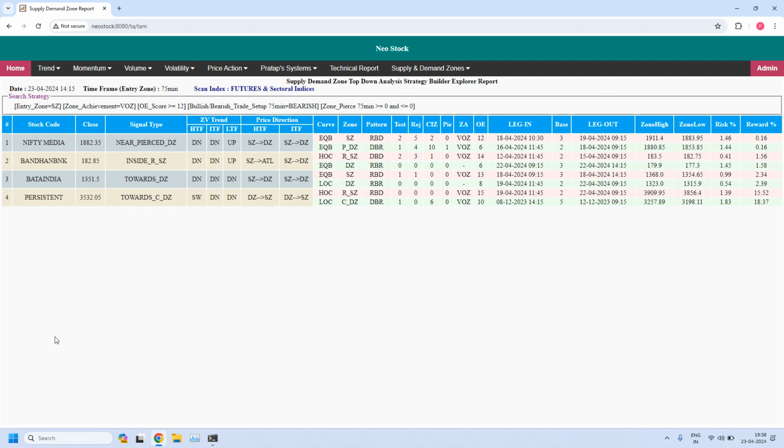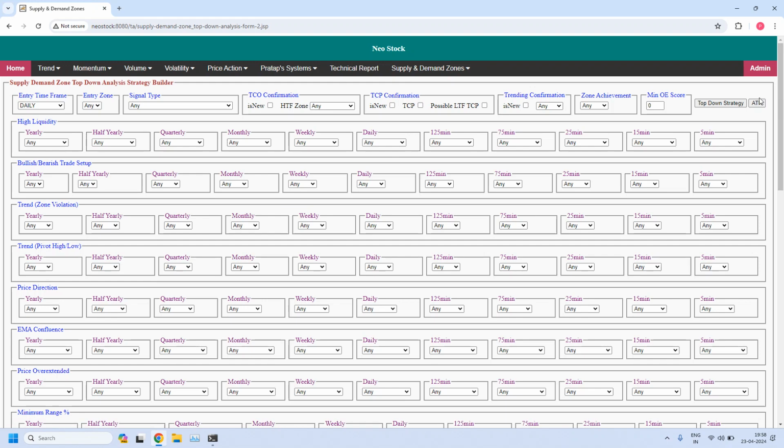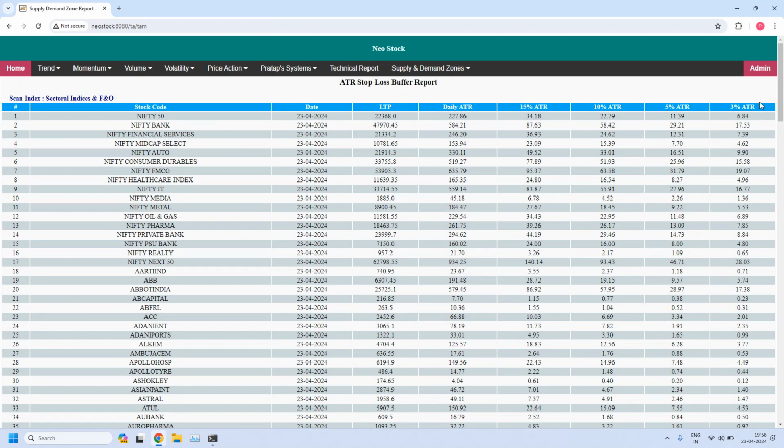In the last report, we will generate the stop buffers based on daily ATR. So based on daily ATR, I am generating. This is the daily ATR. 15% ATR should be used for a monthly income trade. 10% ATR should be used for weekly income trade. And the first 17 in this list are indices. Remaining all are equity stocks listed in the F&O segment.